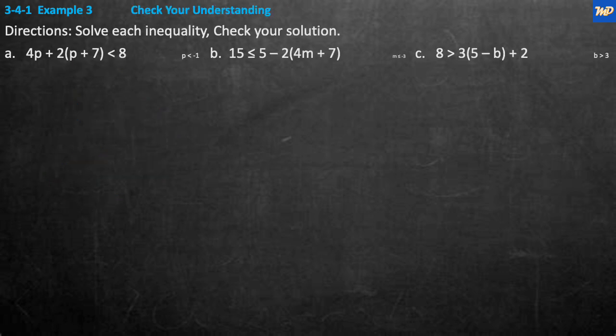Okay, example 3, check your understanding. Directions, solve each inequality. Check your solution. Okay, how about this? Problem A, you're going to do 4p plus 2 times the quantity p plus 7 is less than 8. So what you see here is we have this distributive property in these questions. So go ahead and stop it. That's one of them. You can do the other ones. I don't need to read them to you. So go ahead and work these, and when you come back, we'll move on, okay?